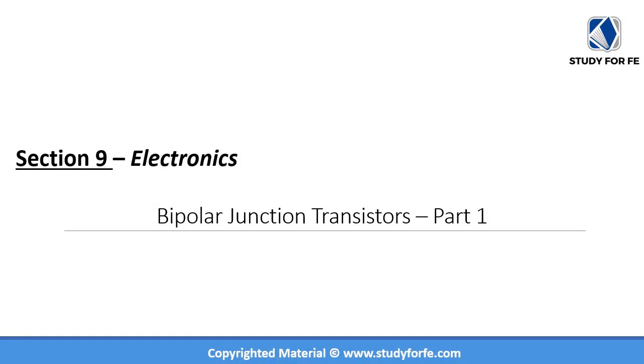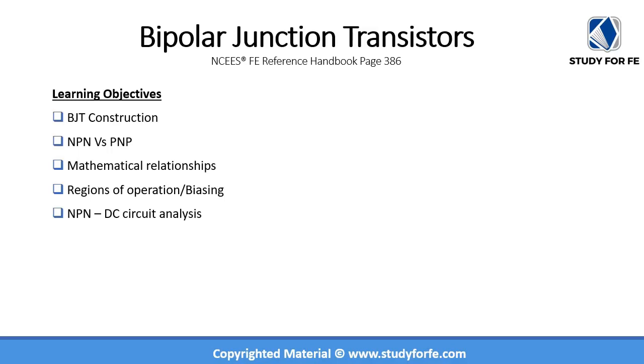Hello and welcome to part 1 of our multi-part lecture series on the topic of bipolar junction transistors, which is a subsection of electronics. Learning objectives of this lecture include understanding BJT construction, doing a comparison between NPN and PNP BJTs, understanding the mathematical relationships, the equations that relate the base current to the collector current to the emitter current, regions of operation and biasing of BJTs, and DC circuit analysis, particularly of NPN transistors.